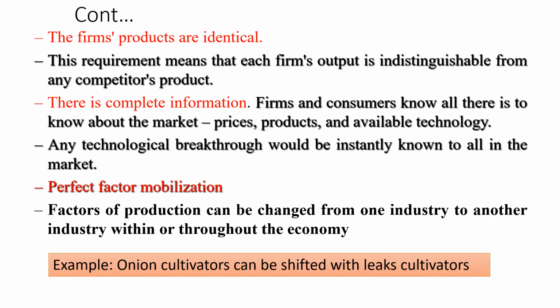Complete information means they are all well aware of everything, including the prices. For example, in one corner of the fair, if one kilo of onion is sold at 250 rupees while all the other places sell at 200, they all quickly get to know about these price variations.